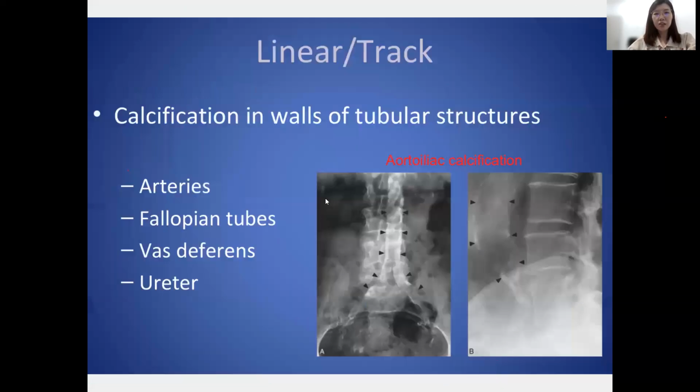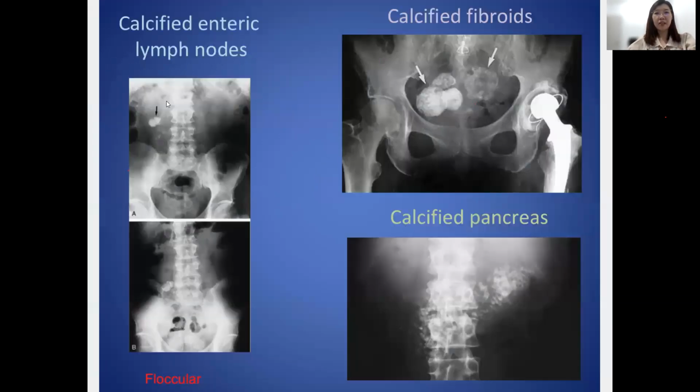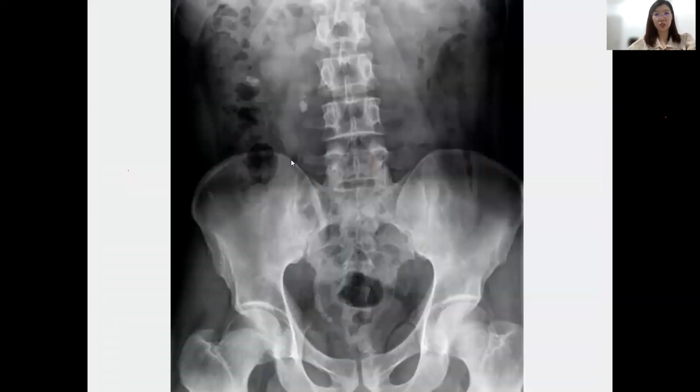Okay. So linear tract calcification, like atherosclerotic disease. Calcification lining the aorta, or lining the fallopian tubes. Sometimes we might see it at the pelvis region, but more commonly in the abdominal aorta. All right, so some are calcifications, like this is calcified lymph nodes, and then calcified fibroids in the pelvis in older women, or even calcified pancreas we might see. Okay, it's just some interesting X-rays to show.